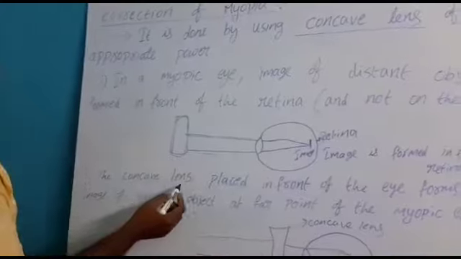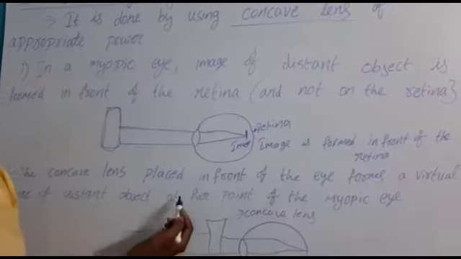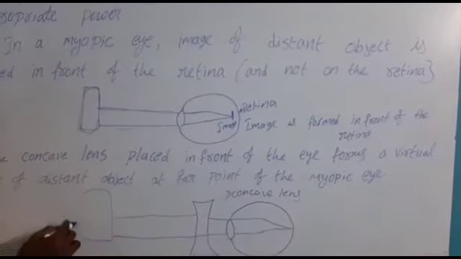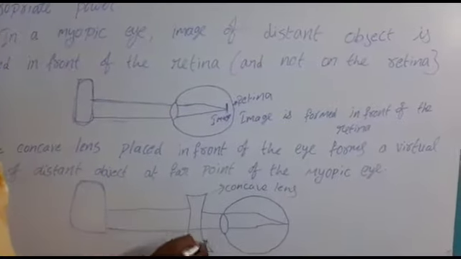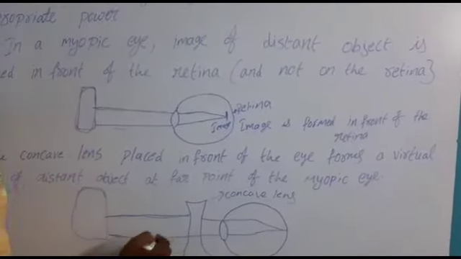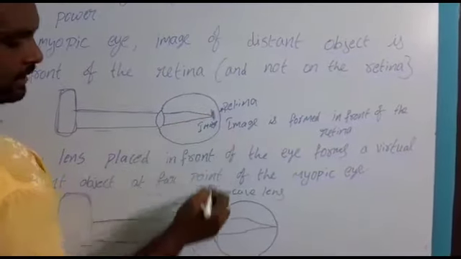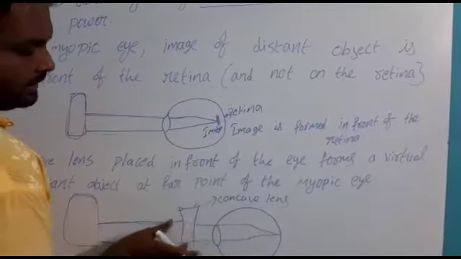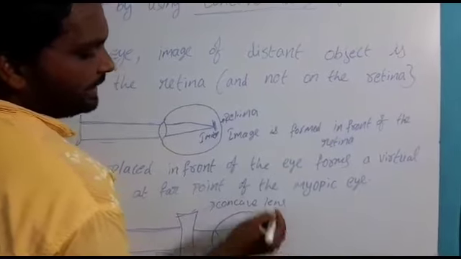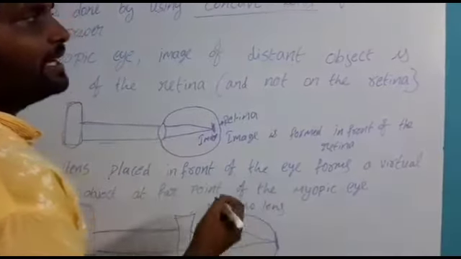The concave lens placed in front of the eye forms a virtual image of the distant object at the far point of the myopic eye. See here, again this is the object and here I kept the concave lens. When the light from that object reaches the eye, for a myopic person it reaches only up to here. But when he uses a concave lens, the lens diverges the light up to the retina. So the concave lens diverges the light till the retina, then you can see that object clearly.